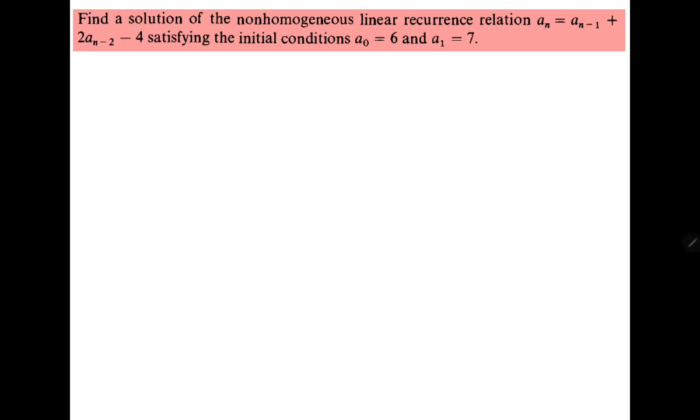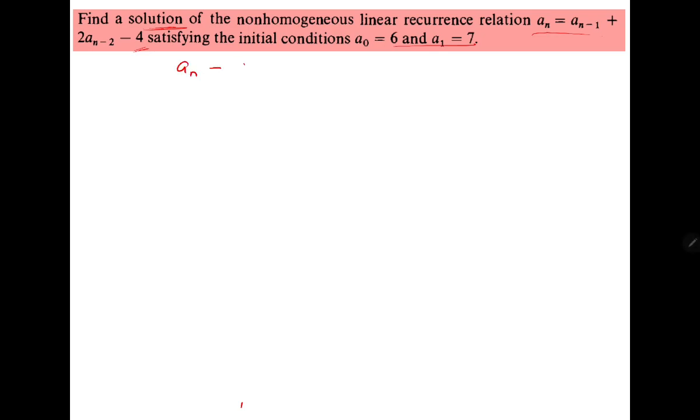Now it says find a solution. It is not saying find a particular solution. Particular solution is restricted to a solution of the non-homogeneous part. When you say solution, it means you need to find the general solution of the given recurrence relation satisfying the initial conditions. So as I told you, for the general solution I need the homogeneous part.